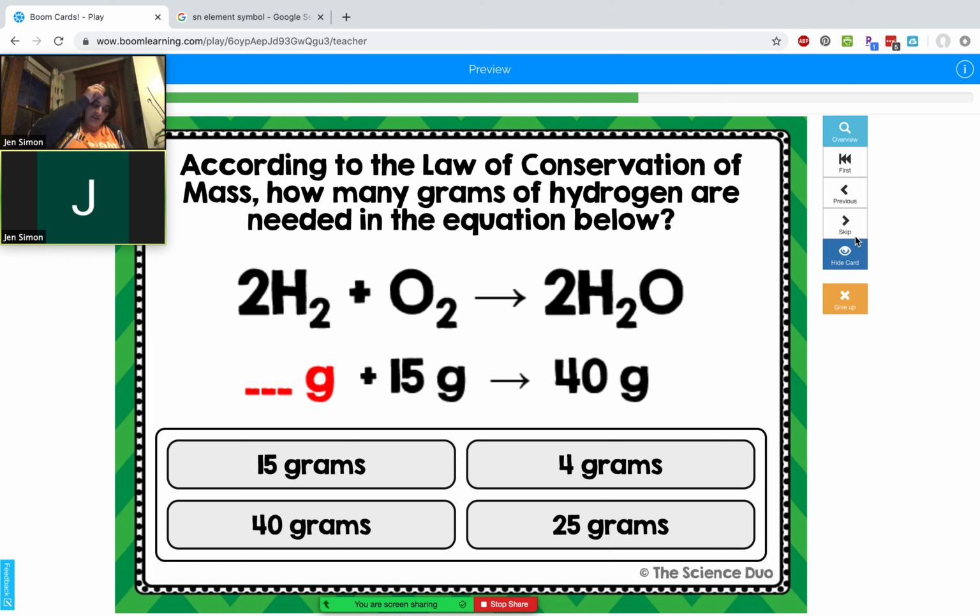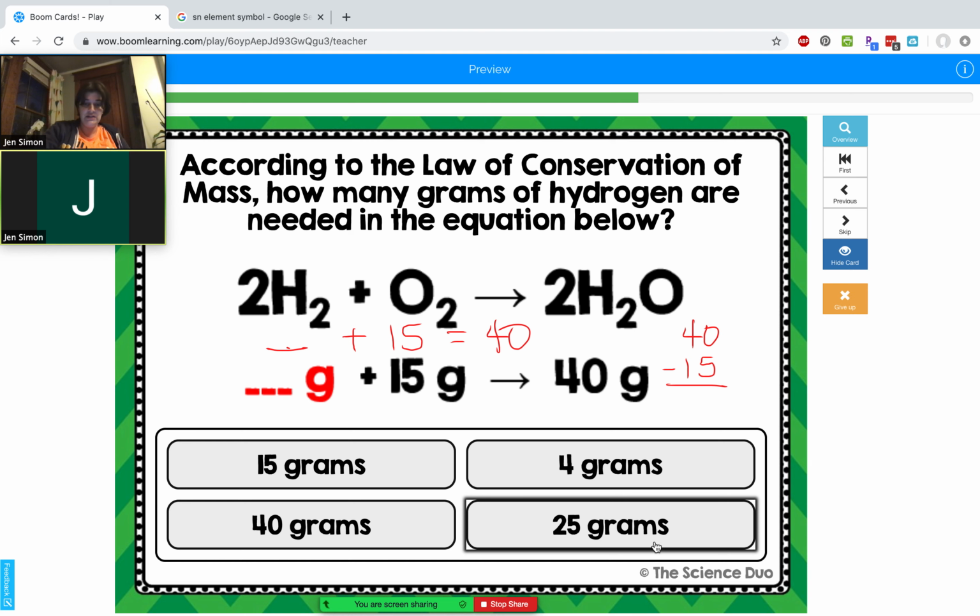According to the law of conservation of mass, how many grams of hydrogen are needed in the equations below? This is easy. This is just like the math that Tommy's been doing, only with some bigger numbers, where they ask him a number plus 15 equals 40. And you learned a long time ago that when you are undoing addition, you can do subtraction. So you can think of this as 40 minus 15. And you do not have to do this math in your head. I'm totally okay with you using a calculator. And if you do, you will get that your answer is 25.